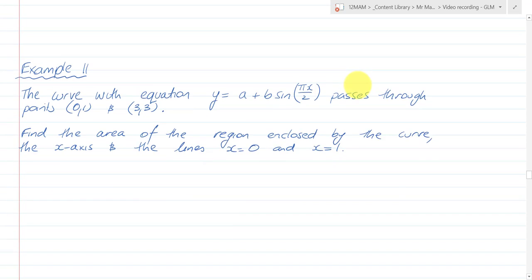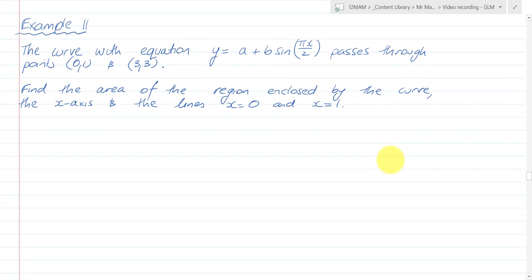In example 11, you're told a couple of coordinates the curve passes through, and then you're asked to find the area of a region enclosed by the curve between x equals 0 and 1. This is a really common example where you're asked to develop a function and then use it to find an area. This type of thing, in particular with external exams where there's more content covered, could really come up and you should make sure that you can do it.